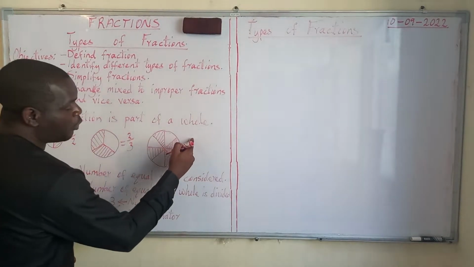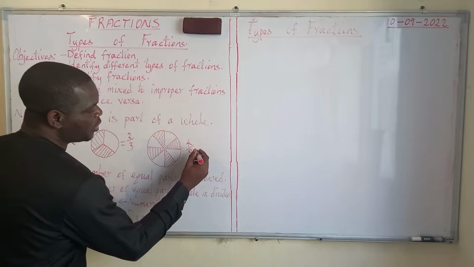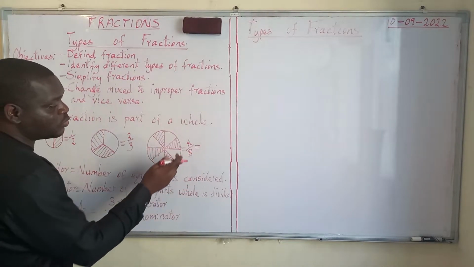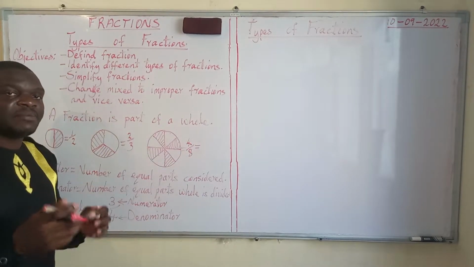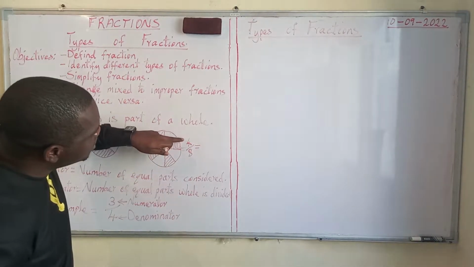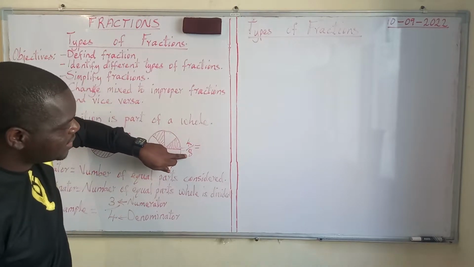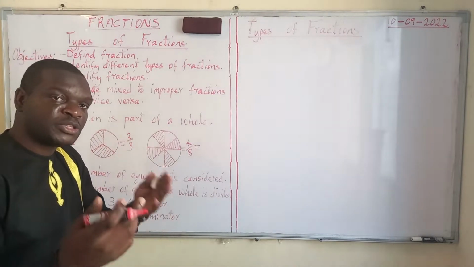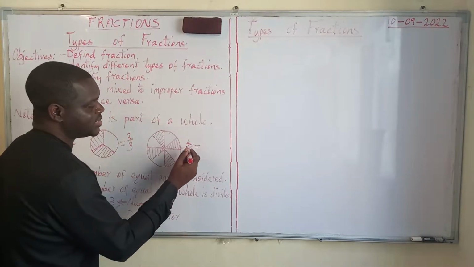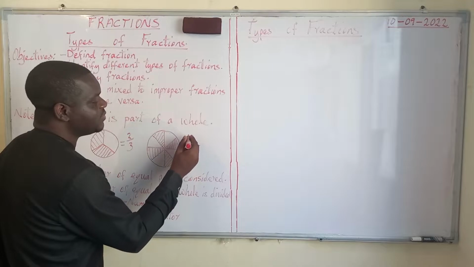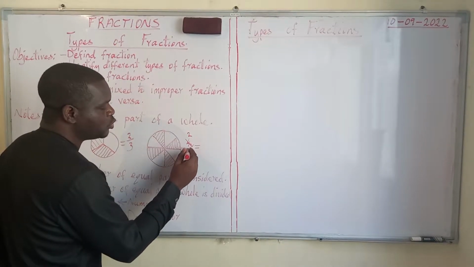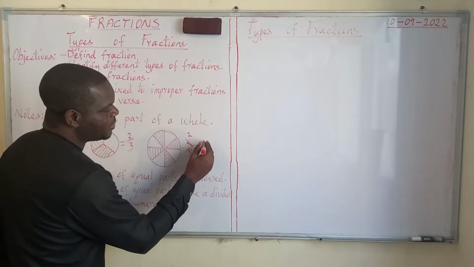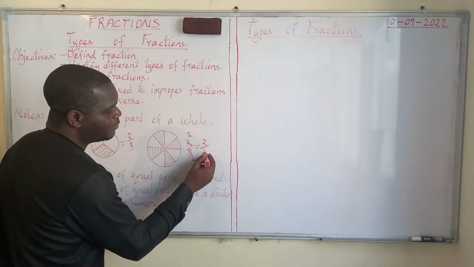And these 4 out of 8 parts can equally be broken down. How do we break this down? We look for a common prime factor that will be able to divide 4 and 8. 4 is an even number, 8 is an even number. So the first prime number, 2, can divide these numbers. So 2 will divide 4 2 times, and 2 will divide 8 4 times. So 4 all over 8 can equally be written as 2 all over 4.